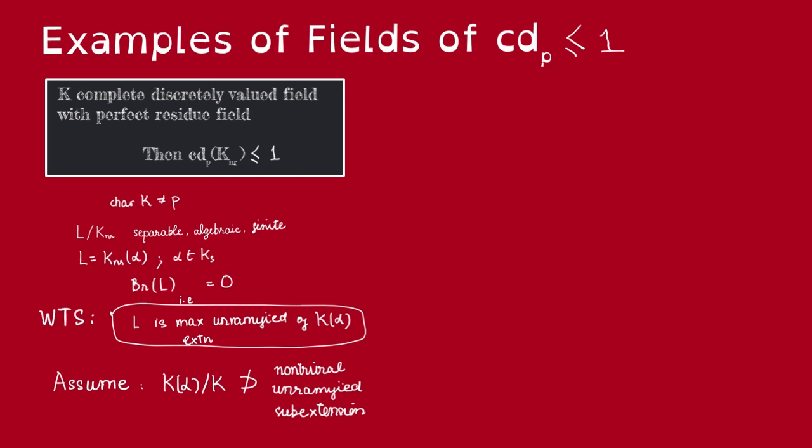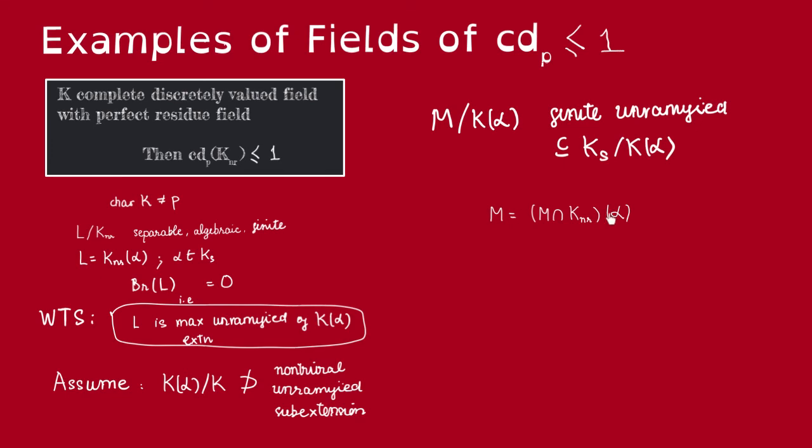Alright, now that we've made this assumption, why does this imply that L must be the maximal unramified extension of K(alpha)? Well, let's say M is another unramified extension of K(alpha). Then by the previous proposition, we must have that M is equal to this. But this lies inside K^ur(alpha), which is L. So then L contains all the finite unramified extensions of K(alpha), so it must be the maximal unramified extension of K(alpha).